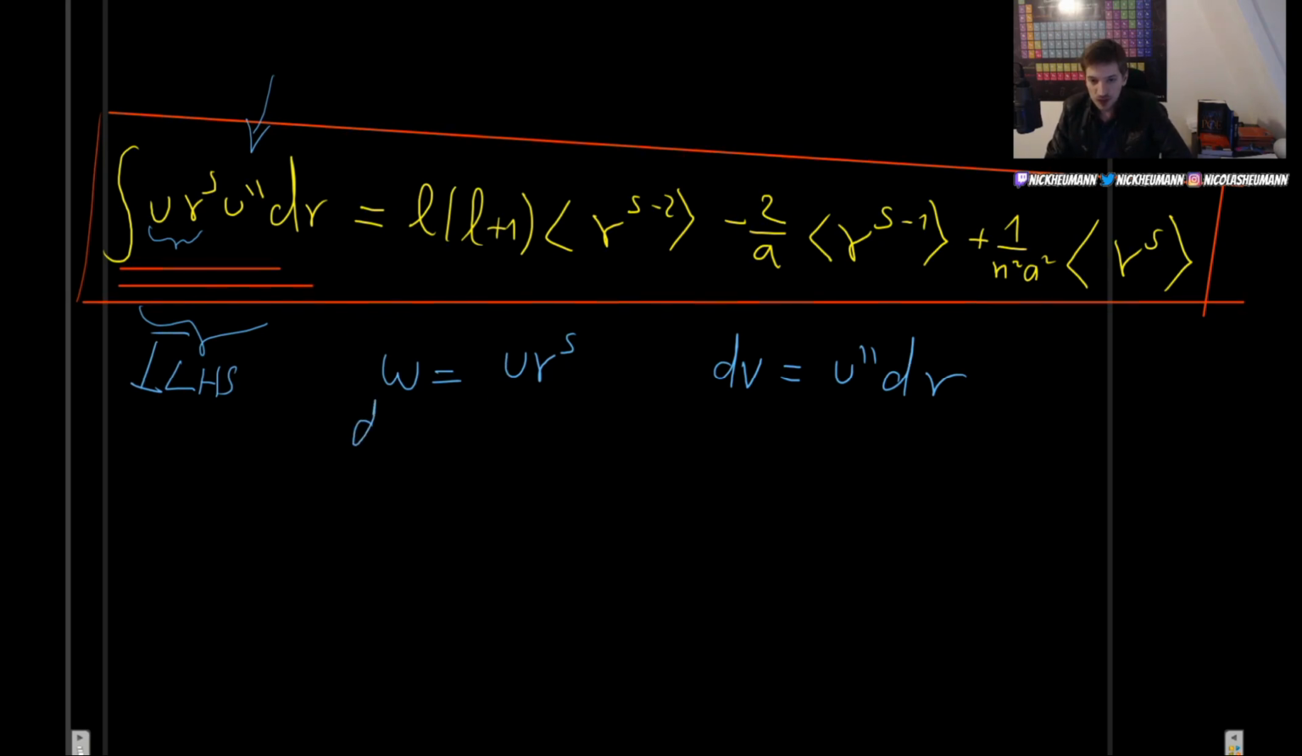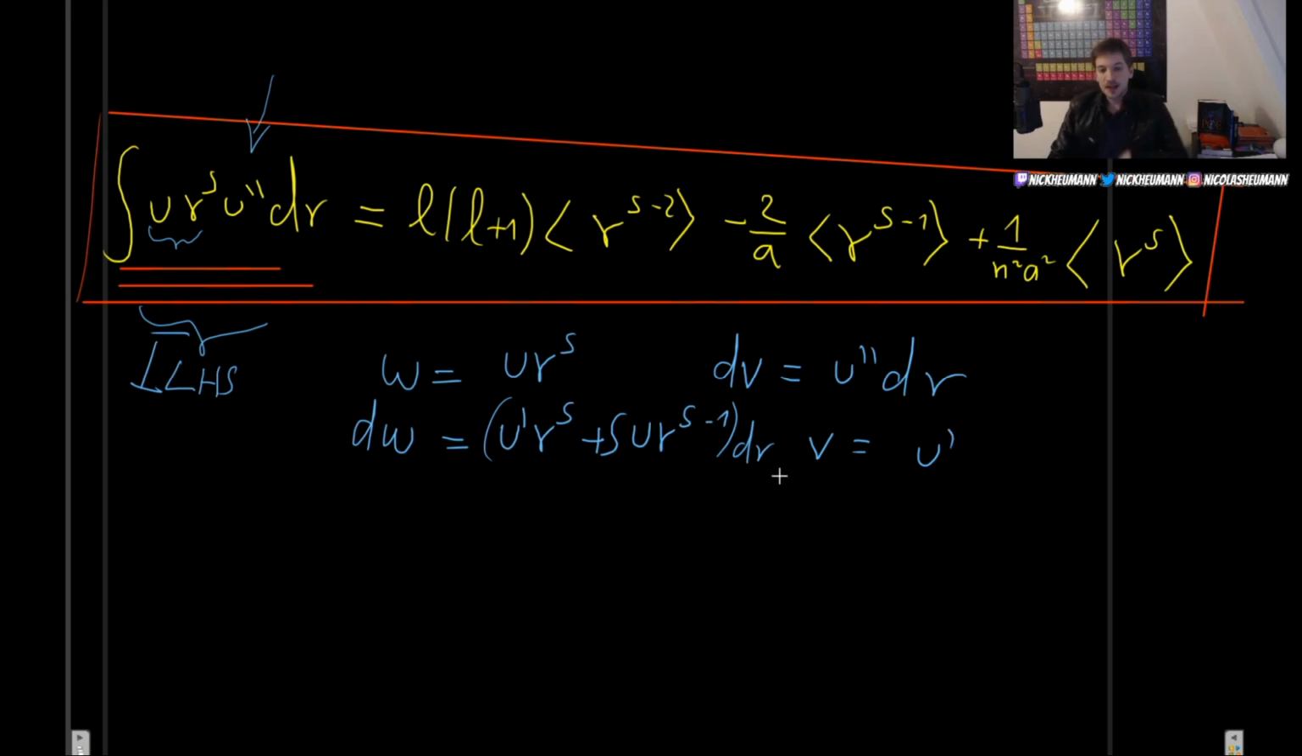So, well, what would the dW be? Well, you have to apply the product rule here. So it's going to be U prime times R to the S plus U times R to the S minus 1 times S. All right, and of course dr, don't forget about that, dr. And V would be U prime.